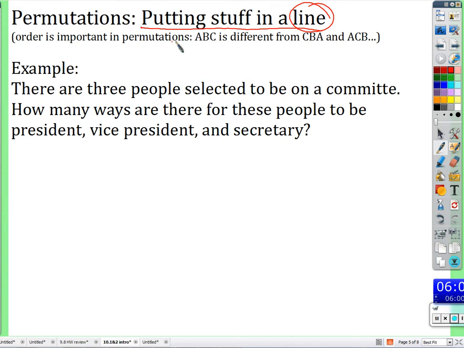Order is important with permutations, meaning that if I take the things A, B, and C, and I reorder them and put them C, B, A, or A, C, B, these are three different permutations, three different things. So that's how order is important.